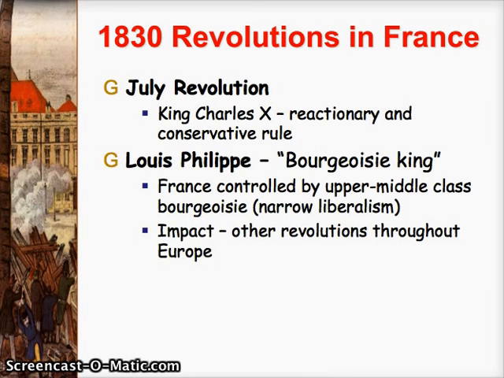So in a way, this is not a radical revolution because the upper middle class has the most influence in the government. So this is narrow liberalism as opposed to more widespread liberalism or even a socialist rebellion. We're going to see more of a socialist rebellion in 1848 in France. So this means that the vote really does not expand very much, right? France is still largely controlled by a wealthy elite. So again, the 1830 revolutions are not very dramatic.